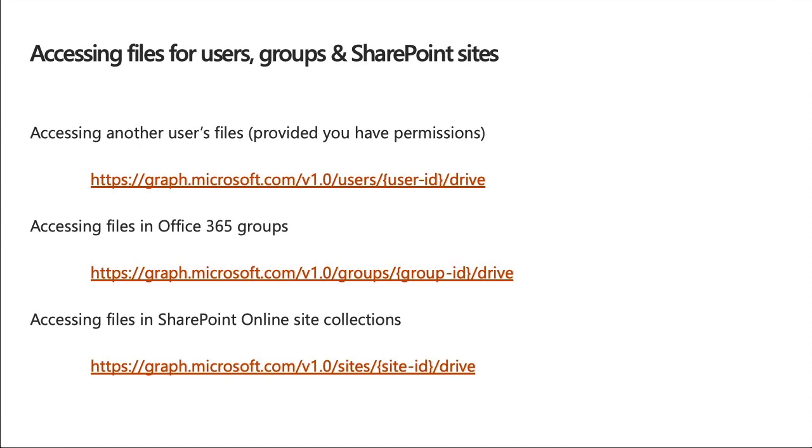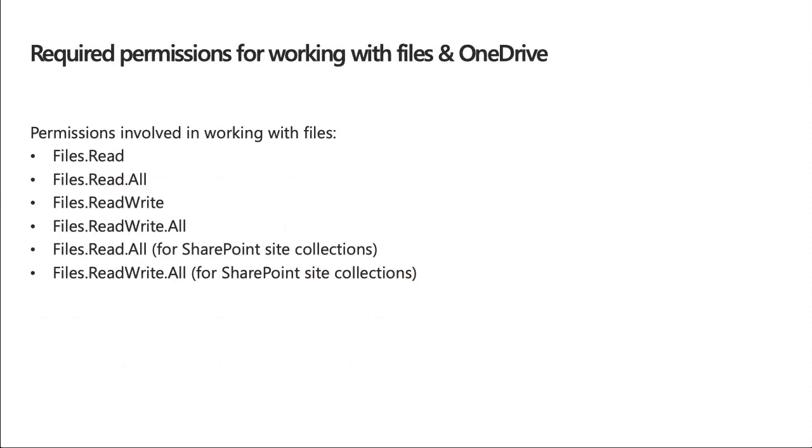Microsoft Graph also enables the signed-in user to access another user's OneDrive, provided that they have been granted access to it, using the /user/userid/drive endpoint. Microsoft Graph also allows access to OneDrive accounts from more than just users. For instance, you can even access a group's OneDrive account using the groups/groupid/drive endpoint. And SharePoint Site's default document library using the /sites/siteid/drive endpoint as well.